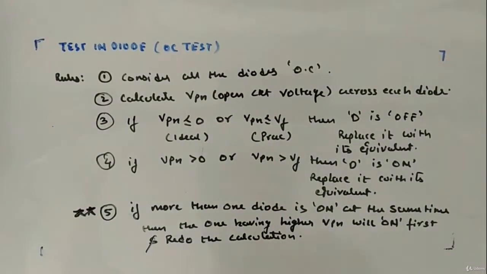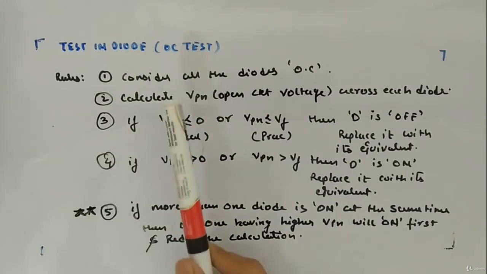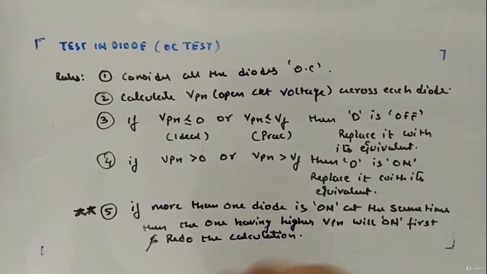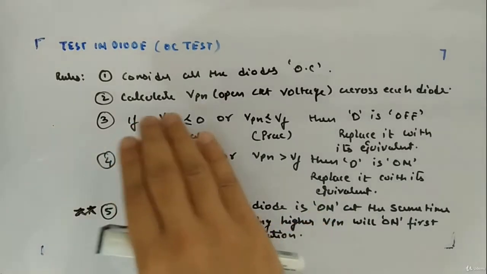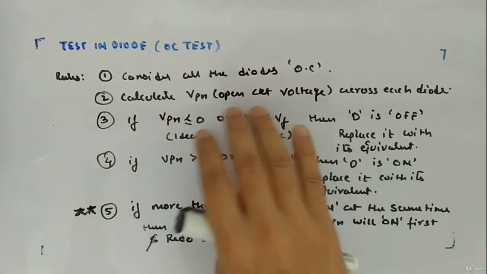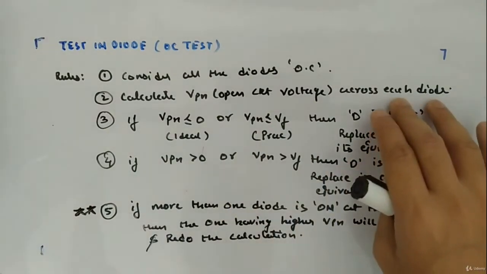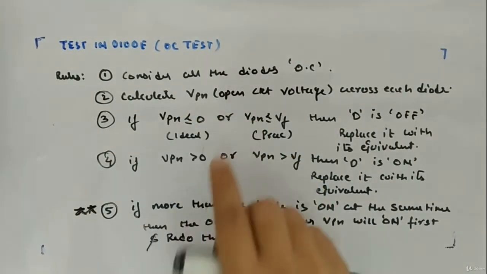Okay, so let's look at the open circuit test. The rules are: consider all the diodes first as open circuit. Count how many diodes there are, take them as open circuit, then calculate the voltage across them. Since they are open, that's why it is the open circuit voltage, and you have to do it for all the diodes. Okay, calculate the VPN.